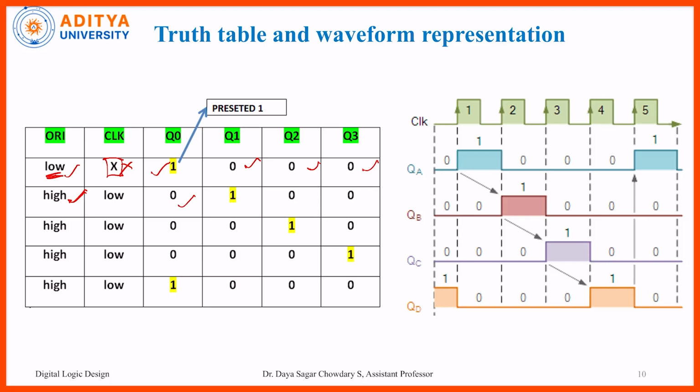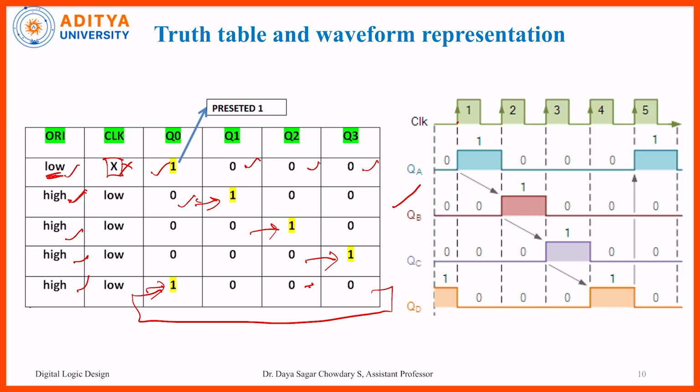Now the 0, that 1 is shifted to the second stage because the clock signal is applied. Again, if another clock cycle comes, it is shifted to the next stage, and for another clock cycle it is shifted to the next stage, and so on, whatever cycle is possible in this situation. So likewise, we are giving the waveforms also.